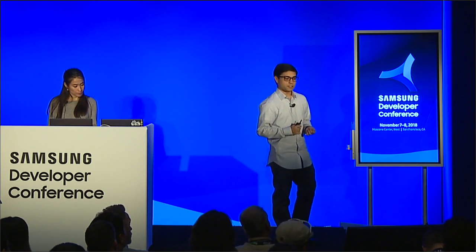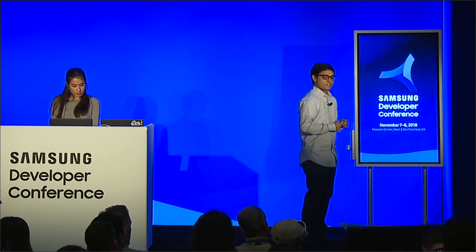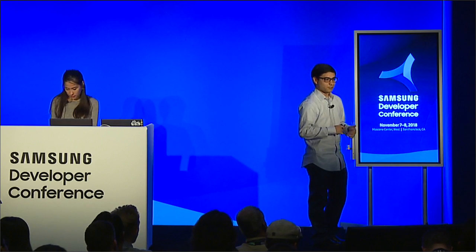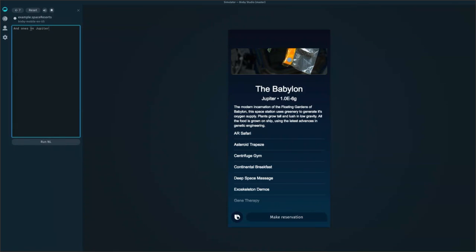Let's follow up with another continuation. Let's say for our business trip, we have some time over the weekend. We're able to plan a little bit. And so let's add some more outdoorsy activities to our business trip. Let's say "ones with crater canyoneering and orbital zip lining."